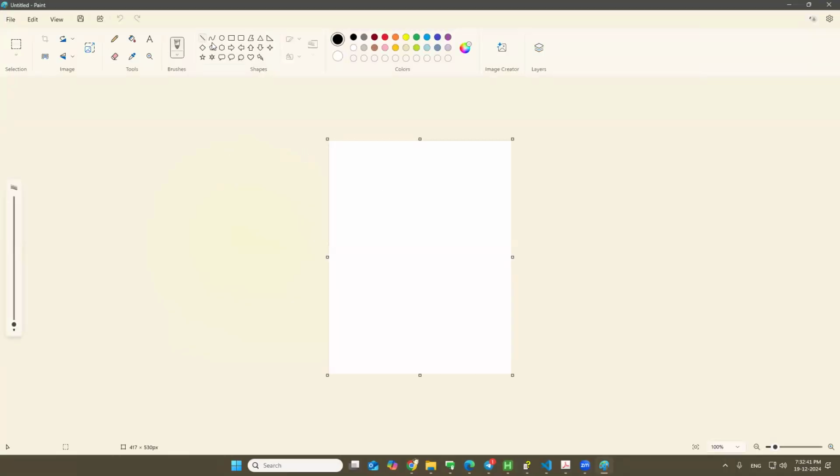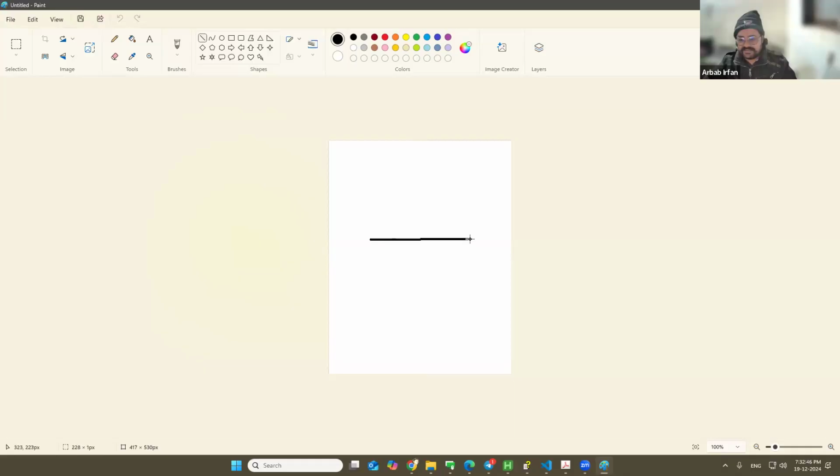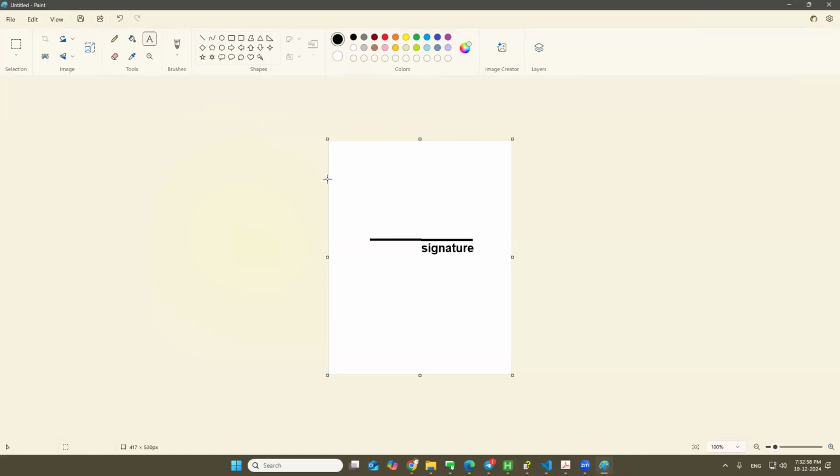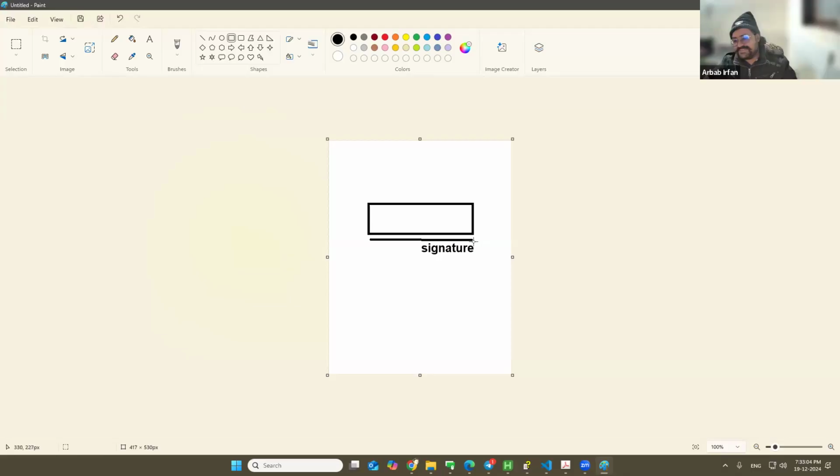So this was the line, okay? And this is the word signature. So it was the end of that line like here, okay? And here I put the stamp. But this is the part that I want to tell you.